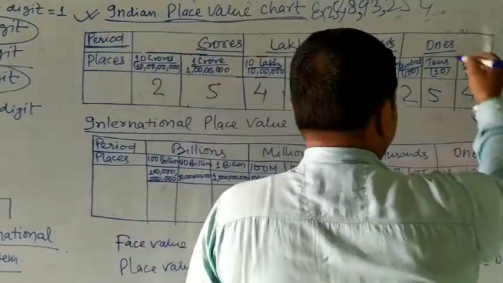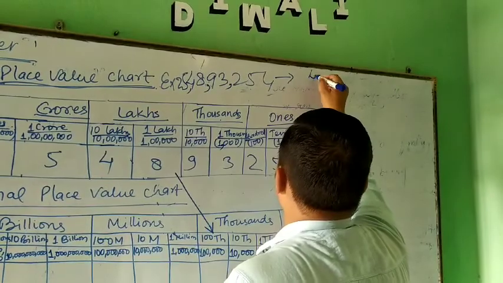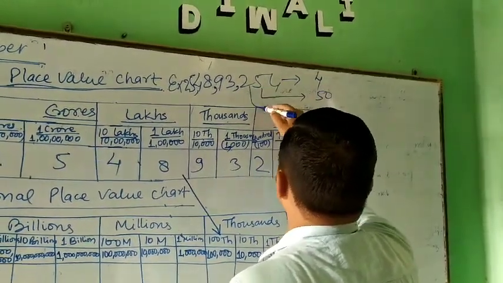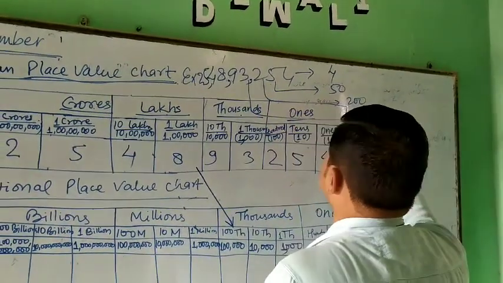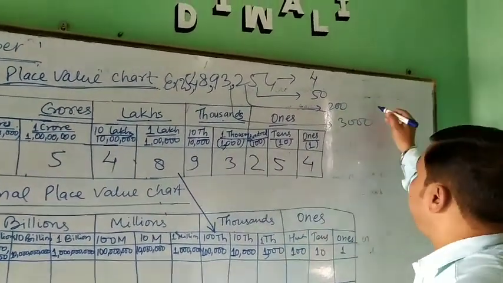It could be written as the place value of 4 is 4, place value of 5 is 50, place value of 2 is 200, and place value of 3 is 3000, and so on. We can find the place value.